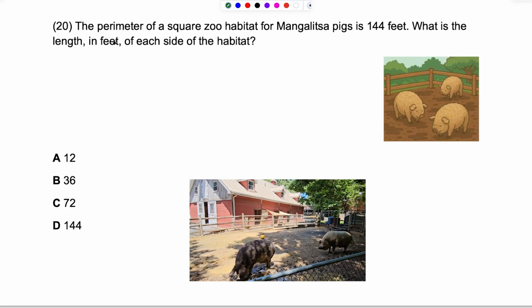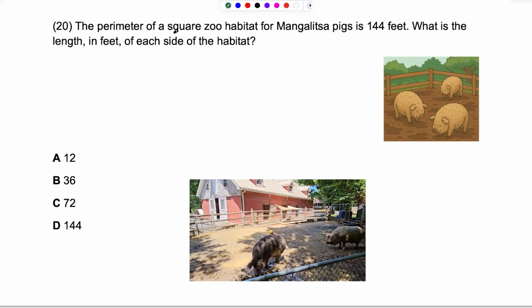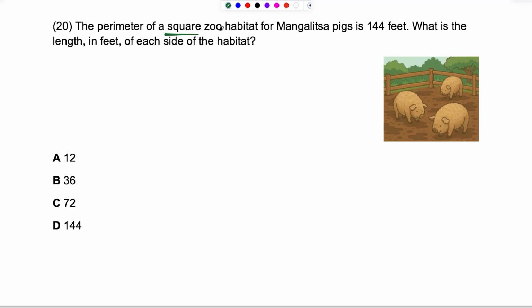Question 20, the perimeter of a square zoo habitat for Mangalitsa pigs is 144 feet. What is the length in feet of each side of the habitat? So for this one, we should see here that we have a square zoo habitat for these pigs. So I'm just going to draw out a square. And what we're told here is the perimeter of this square is 144 feet.